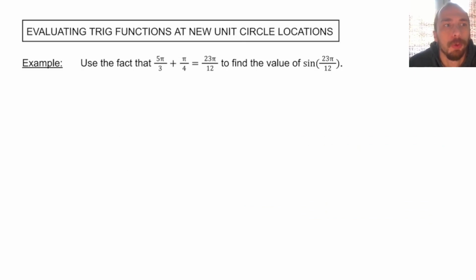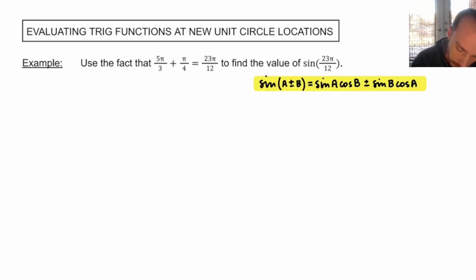Alright, so let's use these formulas. One thing we're going to do, and probably the main thing we're going to do with these formulas, is evaluate trig functions at unit circle locations that aren't exactly the ones we're used to, like 23 pi over 12. We're going to use the fact that 23 pi over 12 can be written as 5/3 pi plus 1/4 pi, to find the value of sine of 23 pi over 12. So we need the addition formula for sine, because we're adding inside the sine.